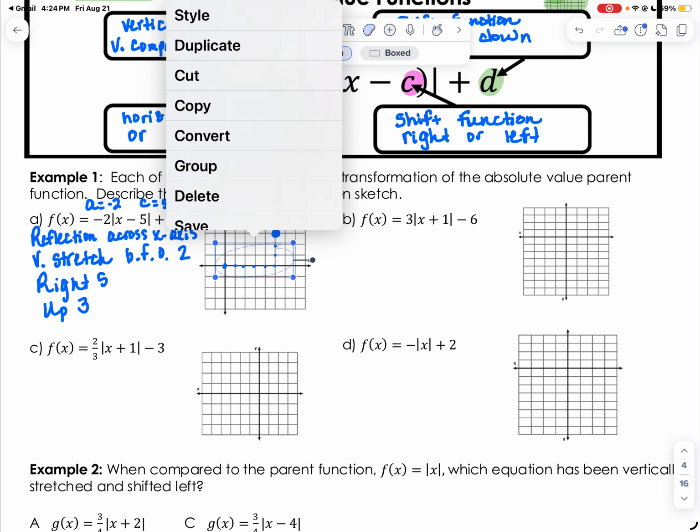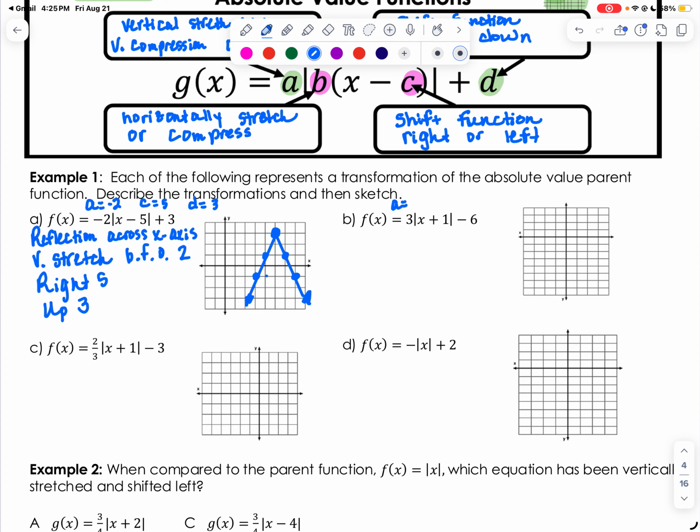Now we're going to connect these points in a V shape. Try to get this as straight as I can. All right. So there's our transformation. It's vertically stretched, reflected, moved right 5 and up 3. All right, problem B. In problem B, the value of A is 3. That's bigger than 1, so that's going to be a vertical stretch. The value of C is -1. Remember, we do the opposite of what's in the brackets. And then the value of D is -6.